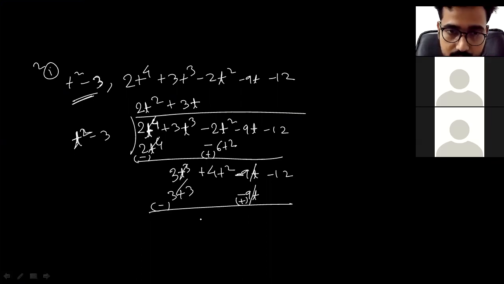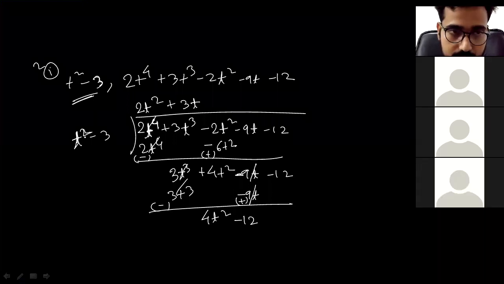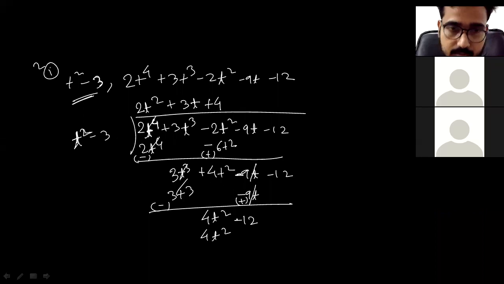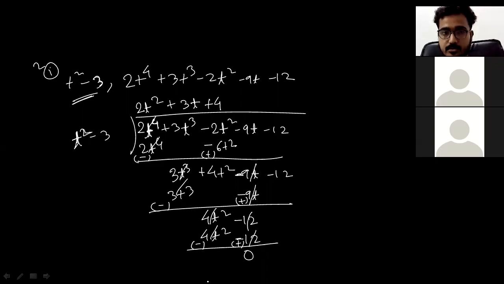Now the remaining term is 4t square minus 12. So how many times will it be? When you divide 4t square by t square, it will be 4 times. So 4t square, then minus 3 into 4, so it will be minus 12. Now see, this and this will get cancelled. This and this will get cancelled. So the remainder is 0. If the remainder is 0, then we can say that t square minus 3 is a factor of 2t to the power 4 plus 3t cube minus 2t square minus 9t minus 12. Clear?